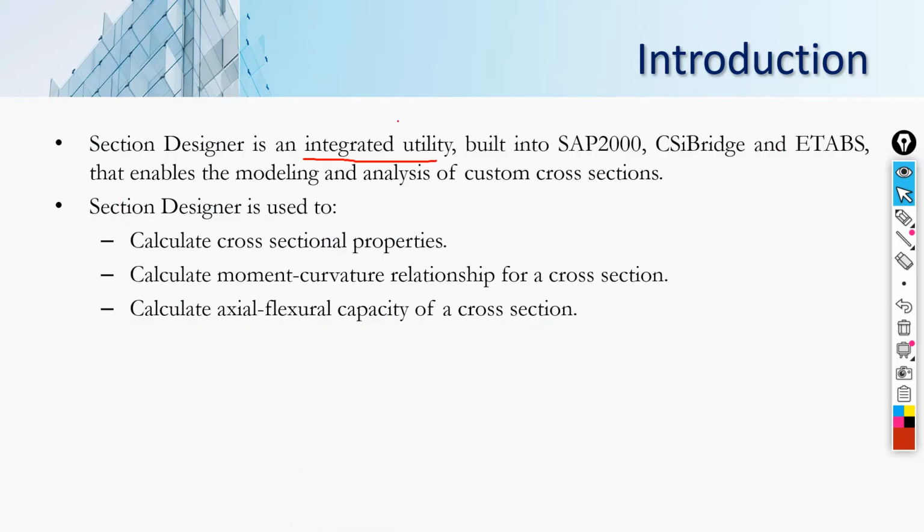If you go to our previous slide, section designer enables us the modeling and analysis of custom cross sections. So not only the modeling, once we have modeled our custom cross sections, it gives us some very important properties of that cross section also. And the first is the cross-sectional properties. These cross-sectional properties may be of various types. They may be the center of gravity, the moment of inertia, the shear area of our cross sections, or even some design data like radius of gyration, section modulus, and plastic modulus. So the first analysis result that section designer gives us is the cross-sectional properties of the cross-section that we have modeled in section designer.